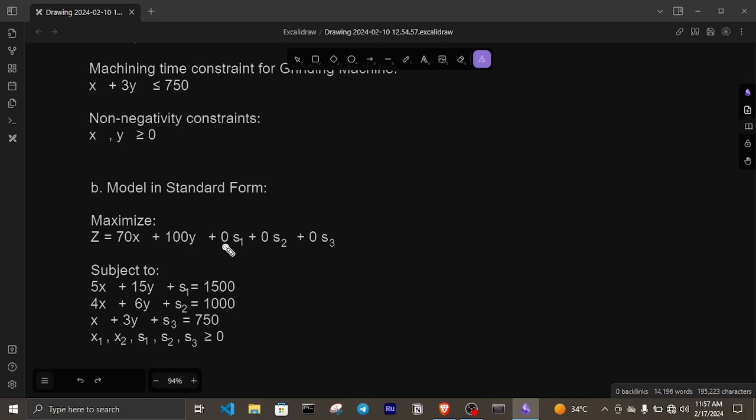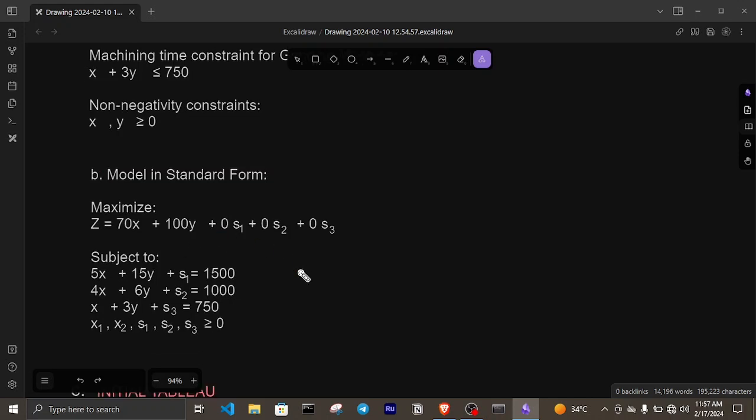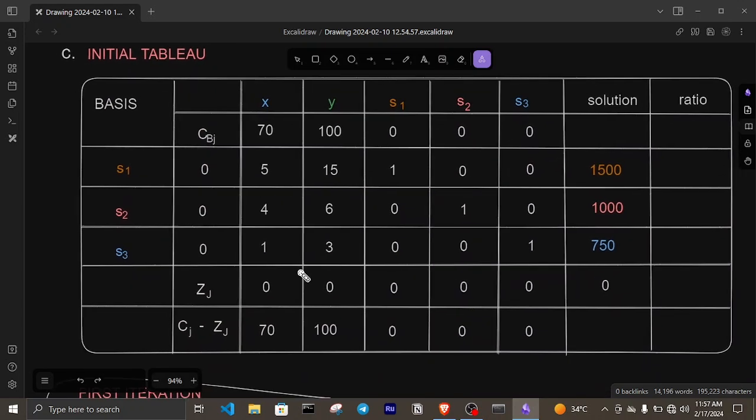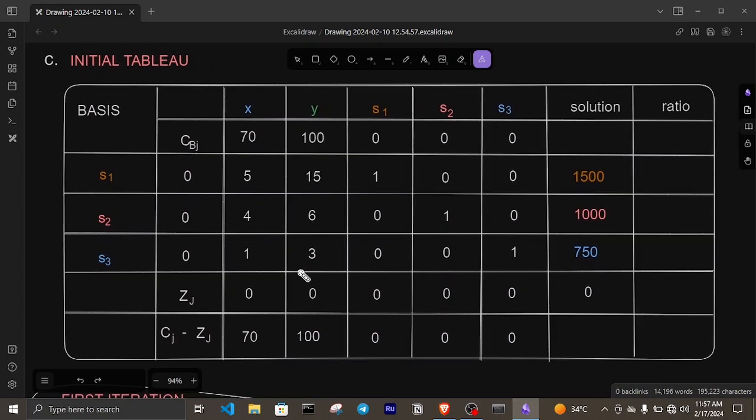So let's move straight ahead to our Simplex tableau, or using the Simplex method. In the Simplex method, we're going to draw out a very beautiful table to represent our constraints and also our objective function. Let me take a minute to explain everything on this table. On this column, we have the bases. The bases are S1, S2, and S3, represented by the slack variables.